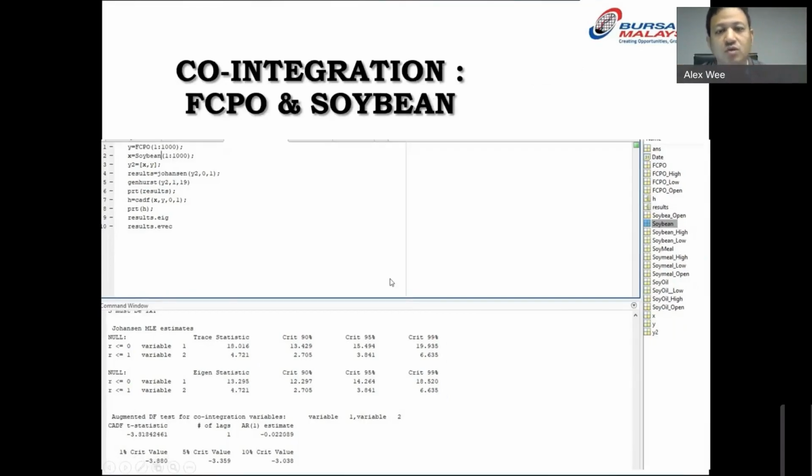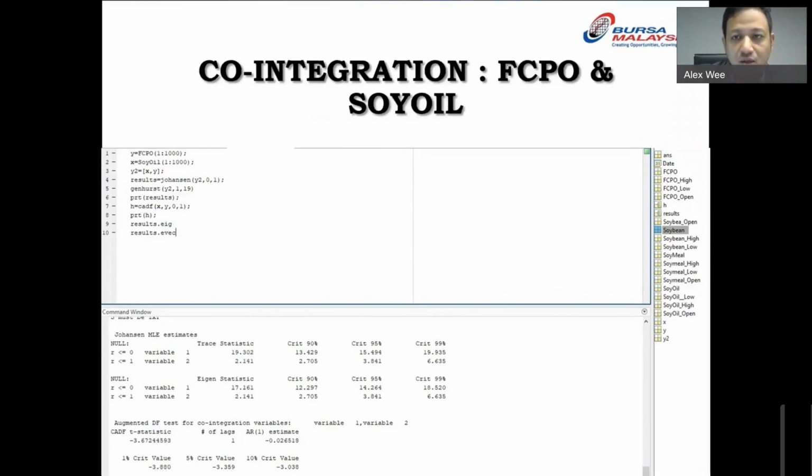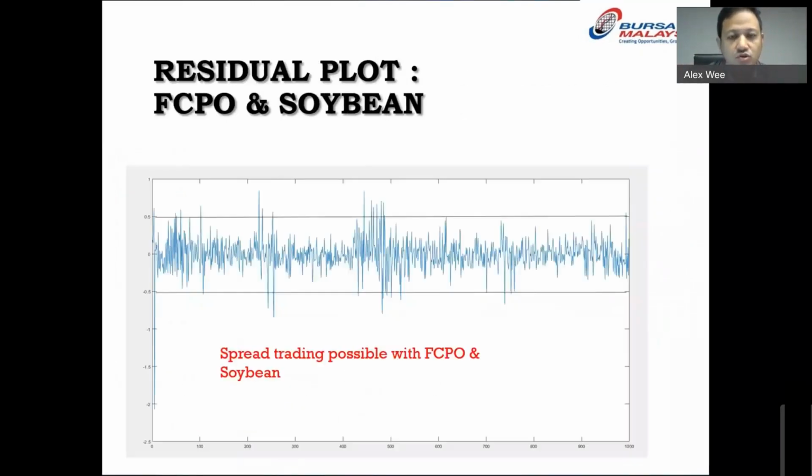So it's actually possible. I think those of you trading will know what I mean. Now, co-integration between FCPO and soya bean. You can see the result is negative 3.31. It cannot pass 5% and 1%, but it passed 10%, meaning there's at least a 90% chance that FCPO and soybean can mean revert. But earlier, there is at least a 95% chance that FCPO and soya oil can mean revert. So if you want to choose which one, I think you will know, right? Which one has the higher chance of mean reverting?